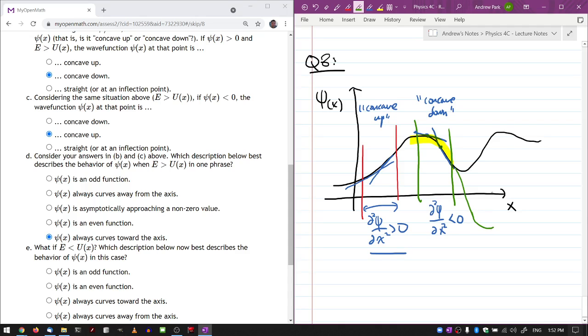So it's again curving towards the axis. So where the total energy is greater than the potential energy, the wave function always curves towards the axis, and that should result in something that's oscillatory, because when the wave function is above the axis, it's curving down towards the axis. When it's below the axis, it's curving up towards the axis.